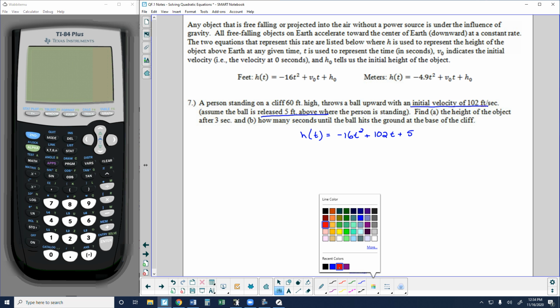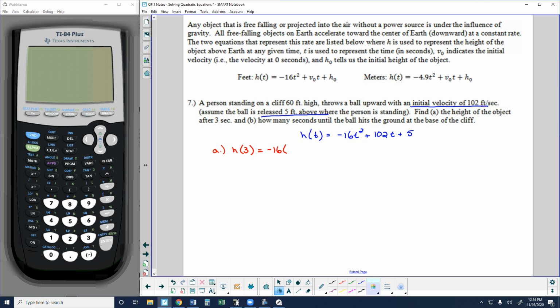So question A says, find the height of the object after 3 seconds. This should be an easy solution for us, because what they give us is seconds, which is our t value. So we essentially want to find h of t. So we can substitute 3 in for t, and then we can solve. If we want to show our work, this would be all the work that we need to show. And then we can go to the calculator.